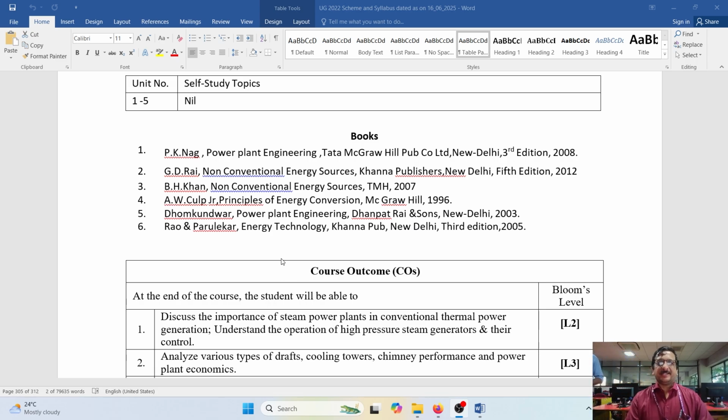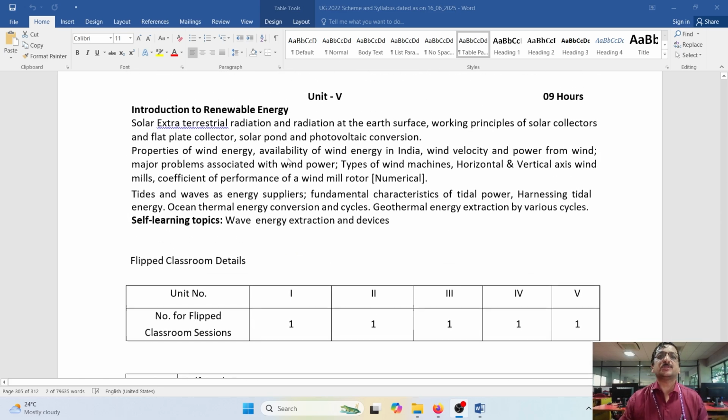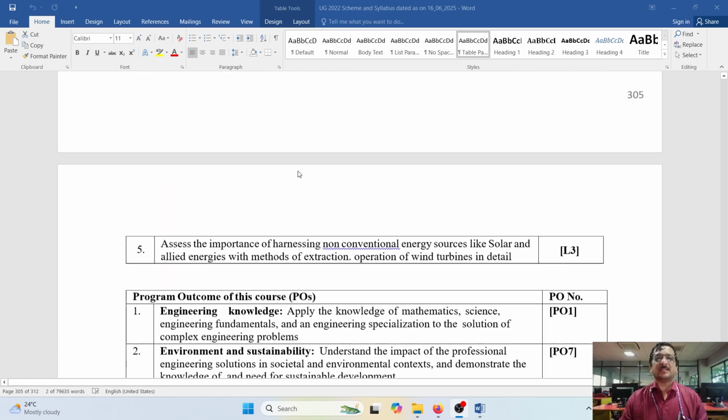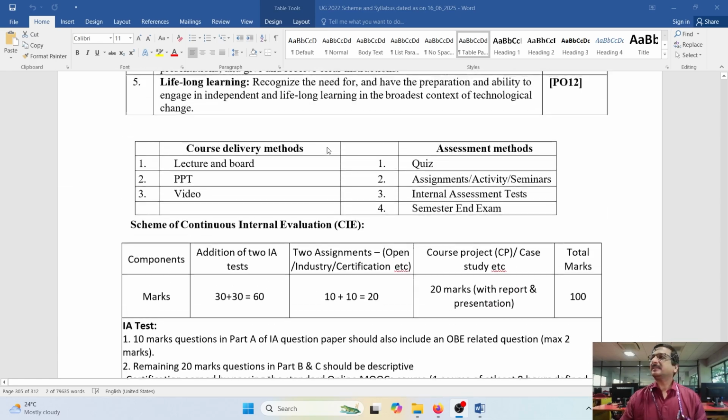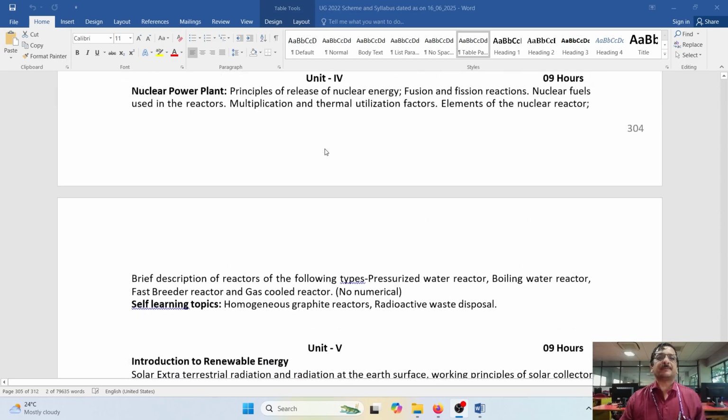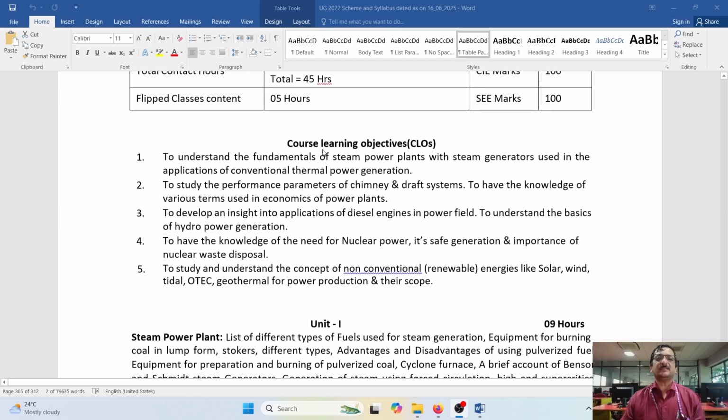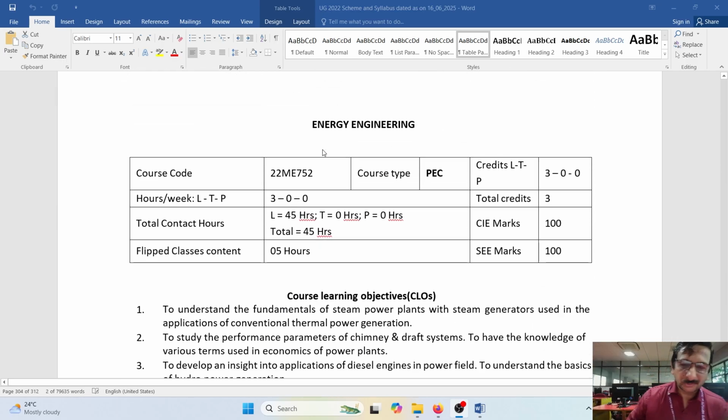Good morning. My name is Kurraj D. Gokak, Assistant Professor of Mechanical Engineering. I am here to introduce you to energy engineering. So when we talk about energy engineering, this is typically known as power plant engineering, which is studied by mechanical engineering also.